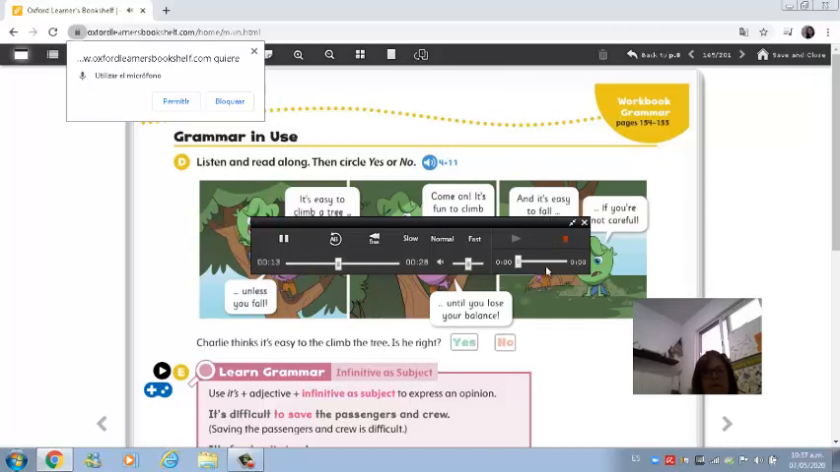It's easy to climb a tree. Unless you fall. Come on. It's fun to climb up high. Until you lose your balance. And it's easy to fall. If you're not careful.